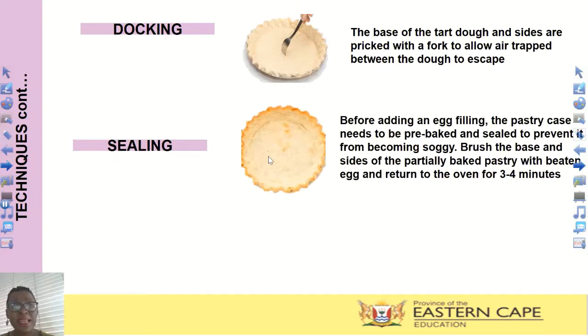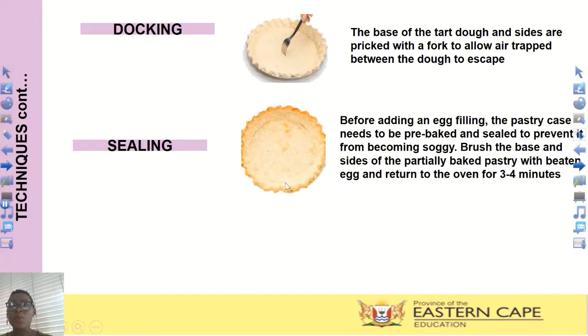Sealing is another process. As you can see, once you've docked it, you can place it into the oven for a process called sealing. This is when you are making, for example, your quiche, where it has a very watery consistency, and you need to pre-bake this crust to seal it, so that when you add your very watery ingredient, it does not seep through into the bottom of the pastry. Otherwise, you run the risk of having the pastry be very soggy.